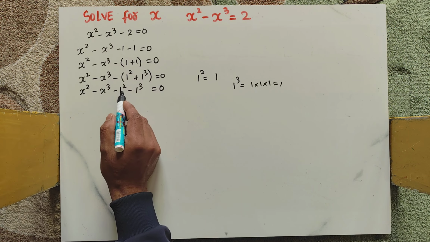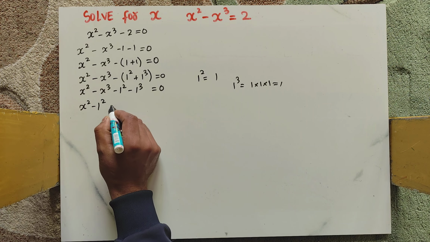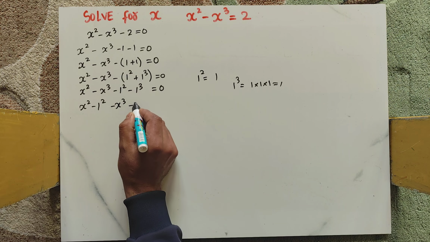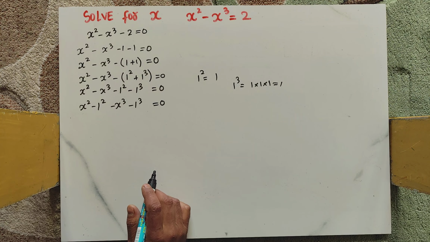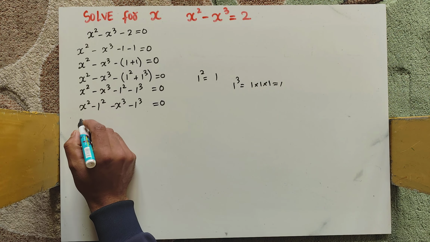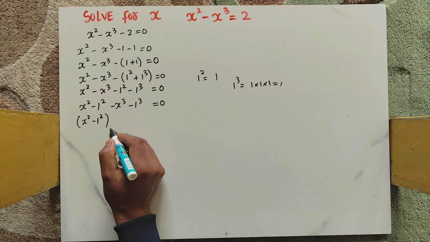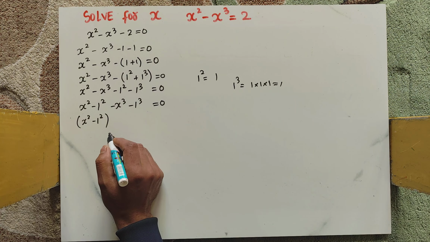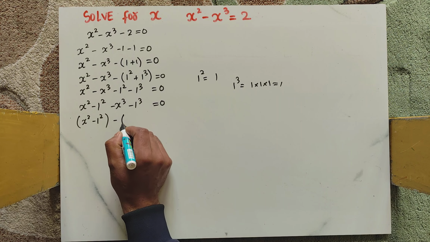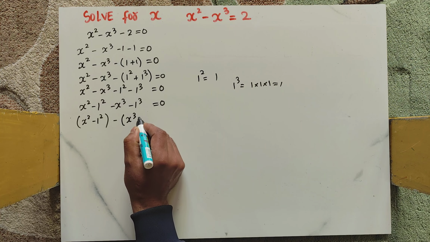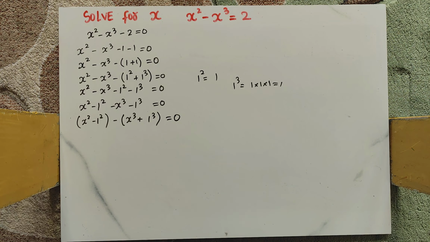Now let's write these two terms first. So we have x² − 1², then we have −x³ − 1³, and set it equal to 0. Now we have here x² − 1². Okay, and let us take minus common here. So let's take minus common. We are left with x³ + 1³, and we set it equal to 0.